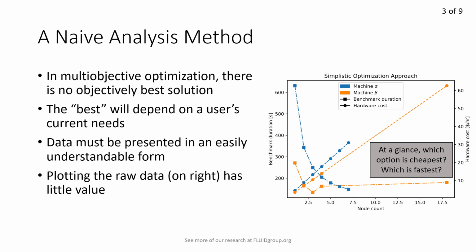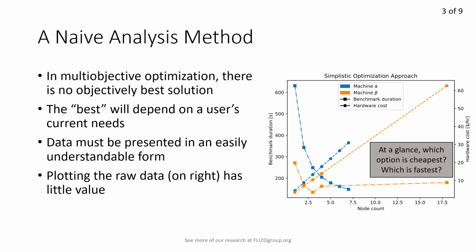And that's complicated by the fact that in this multi-objective optimization, there's no one best solution. So you'll have one option that's fastest, one that's cheapest, and any number of options in between that compromise the two. But any one of those could be the best depending on your current needs. So the data need to be in an easily understandable form so that you can continually reevaluate the data as your needs change. Maybe a deadline is coming up and you want to switch to a cluster that gets the job done faster without costing too much more.